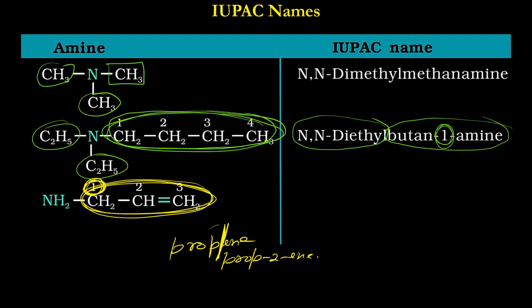But it is amine, NH2. So how do you name it? You say it is prop-2-ene-1-amine, because amine is connected on the first carbon. Amine could have been connected on second carbon also.